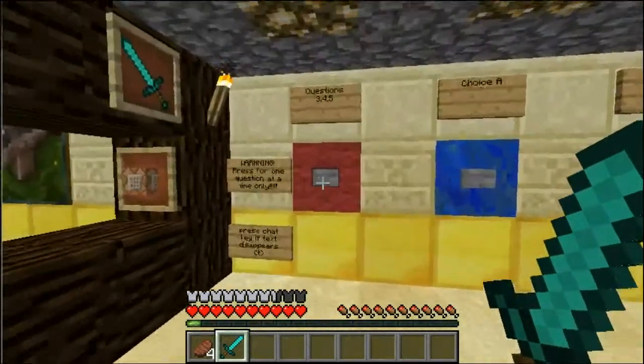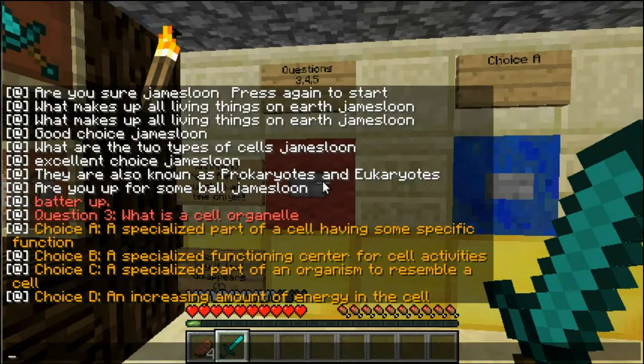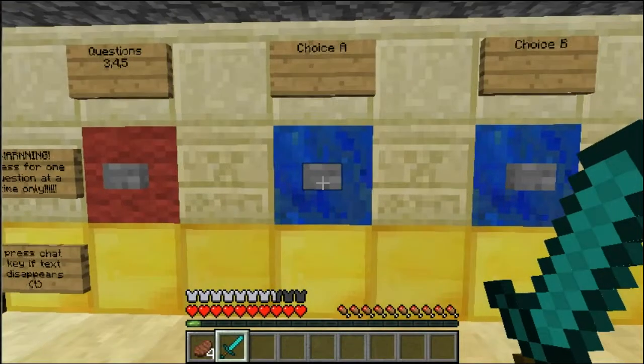So, question number 3. What is a cell organelle? Choice A, specialized part of a cell having some specific function. Choice B, a specialized functioning center for all cell activities. Choice C, a specialized part of an organism to resemble a cell. Or choice D, an increasing amount of energy in the cell. So, I know that it's choice A.